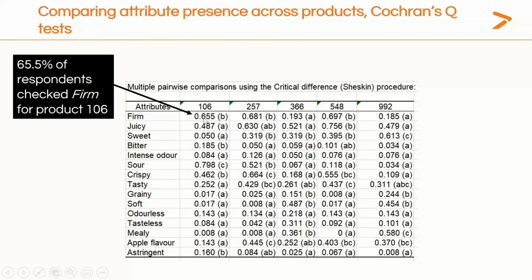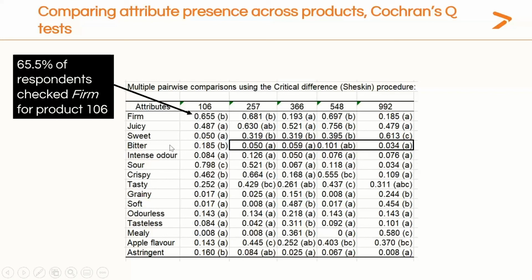This, for instance, is the percent of respondents who checked firm for product number 106. So we see that products number 106, 257, and 548 have been checked as firm more often than products 366 and 992. So we can say in some way that they are more firm than products 366 and 992. Each product or each number is linked to a letter.